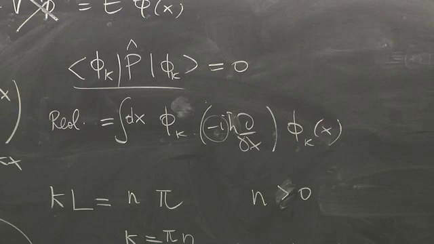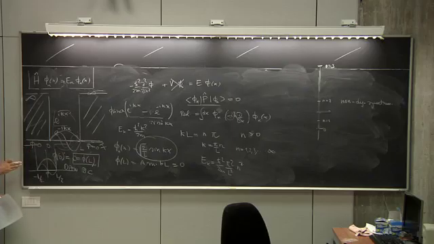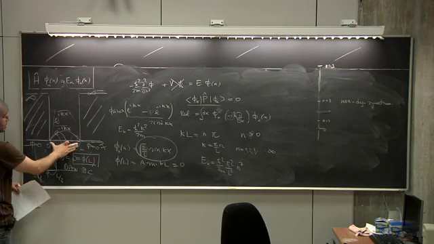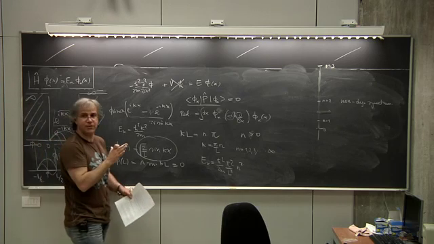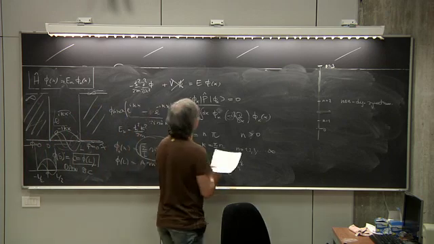For the position, it's different. The position is different. It changes by L over 2. The average position here is L over 2, here is 0, obviously. The shift makes a difference in the position, not in the momentum, however.